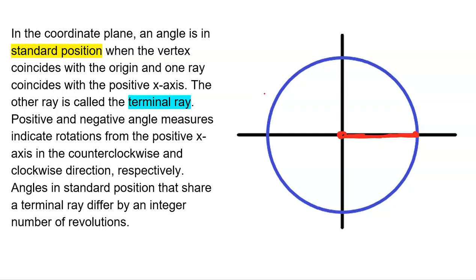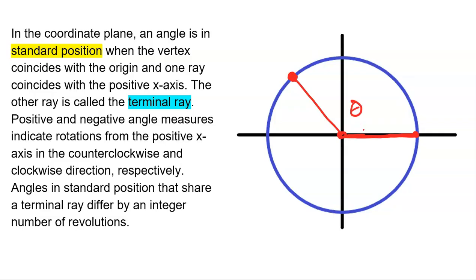The other ray, the other side of the angle, is called the terminal ray, and it could be wherever you end up being. So let's just draw this angle right here. I have the initial side, which must be the positive x-axis, and then my terminal side, which is wherever my angle stops. That is my angle right there. We often use Greek letters to represent angles, so I'm going to call that angle theta.